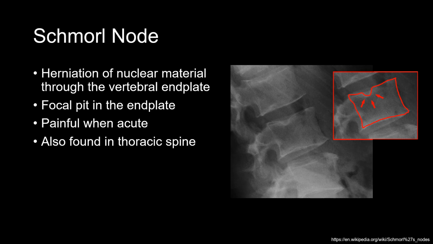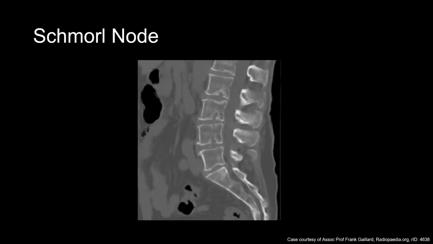Here's another segment on Schmorl's node, just like in the thoracic spine. Again, it's the indentation within the end plate, either superior or inferior, due to nuclear disc material punching into the end plate of the vertebral body. And that same example with multiple end plate fractures.